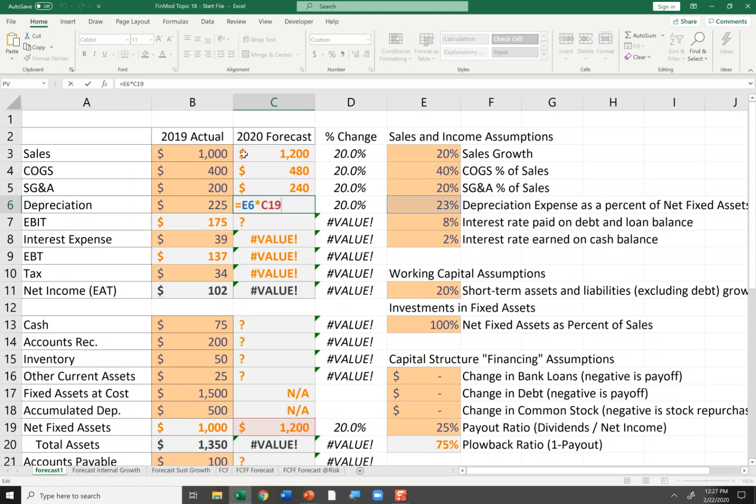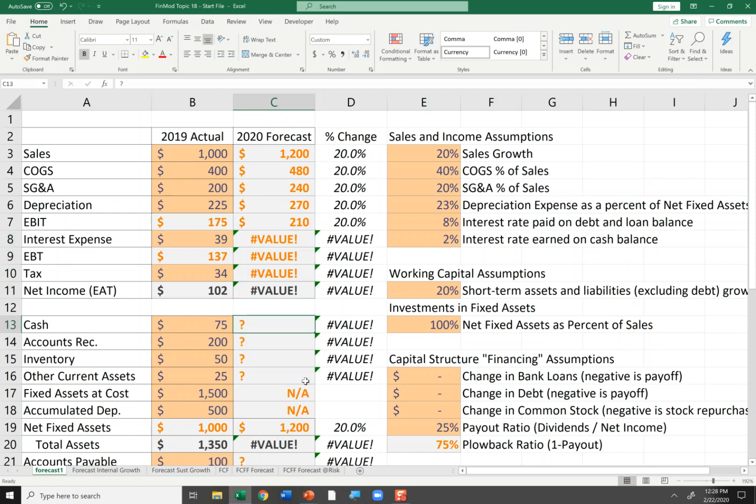I've already put in my formula for depreciation as 23% of net fixed assets. That's down here. And now I can get my EBIT. My EBIT will be my sales minus my cost of goods sold minus my SG&A minus my depreciation. So there I have my EBIT. Now, interest expense, this isn't working yet because I need to work a little bit on the balance sheet before I can go any further.